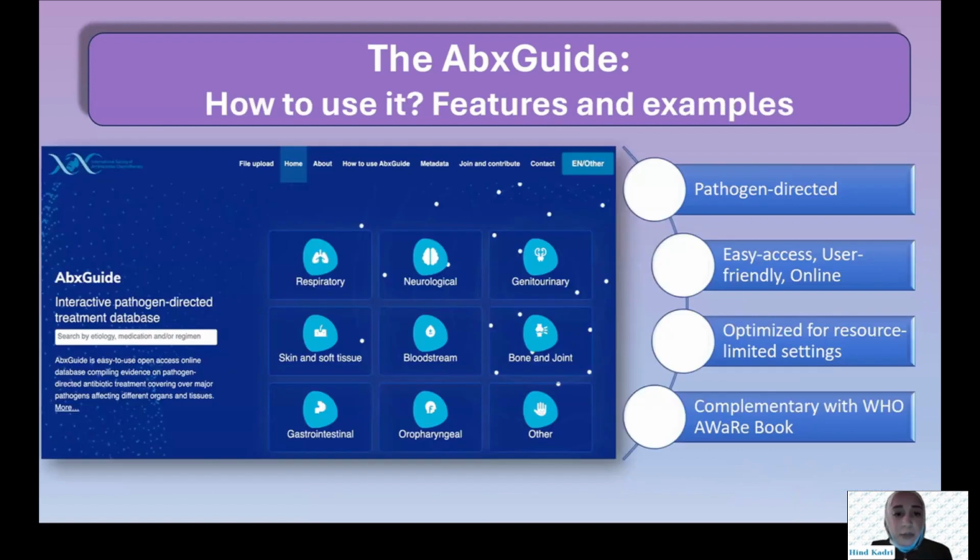So here's the framework. Basically, this is how the web page will look. It's very simple, and it's divided based on organ site infections. On the left, there's a search box where you can search for a pathogen or a syndrome, and after which you'll get a drop-down panel showing you the susceptibilities. I'll show you an example.